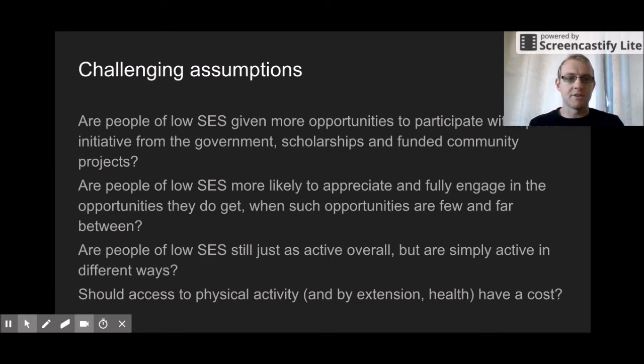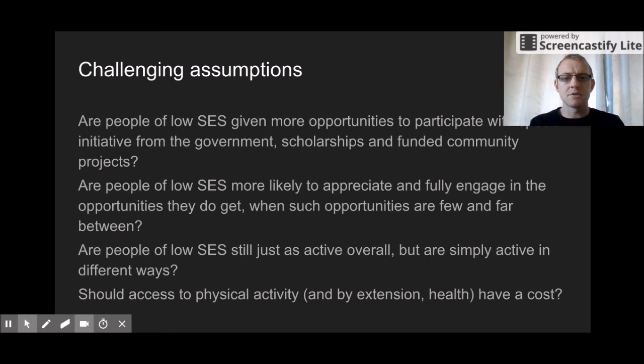We've got to challenge some of these assumptions though. So that was generally our last slide, but that's not always the case. Are people with low socioeconomic status often given extra opportunities to try and make up for their socioeconomic disadvantages by the government, by scholarships, or by community projects? Let's build something in that low socioeconomic neighborhood so that people can access it. Is there a way of countering that?